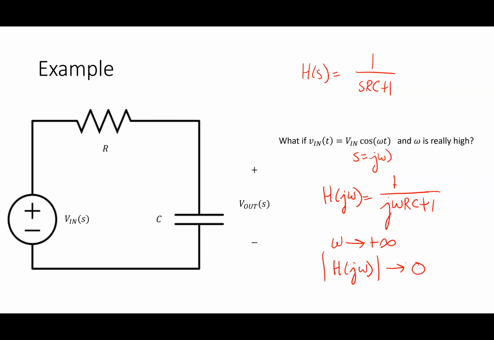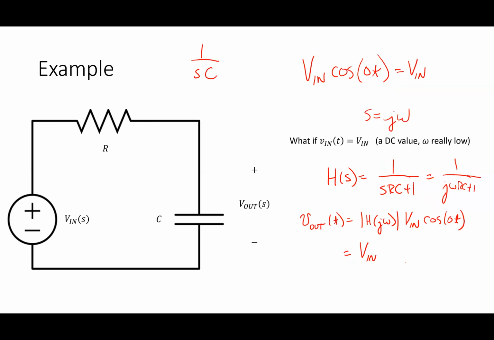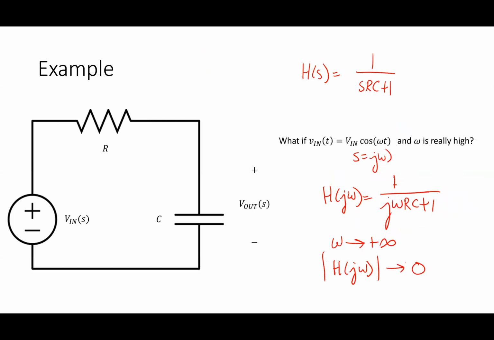So what does that tell me? What I just said is that at DC, which is the lowest frequency I can get, by the way, because I can't get any lower than 0, V out and V in are equal to each other, all right? As frequency gets higher, the magnitude of this thing tends towards 0.